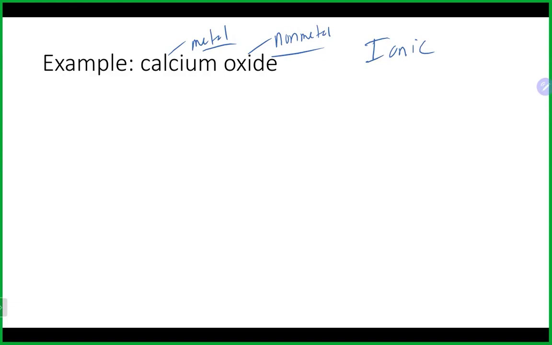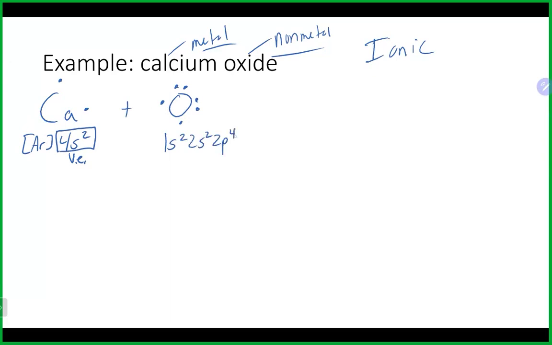So calcium is group number 2, which means it has 2 valence electrons, with an electron configuration, I'm just going to shorthand it a little, argon 4s2. These are the valence electrons that we see in the picture. And we have oxide, which is oxygen, as we know from naming. Oxygen is group number 6 on the periodic table, so it's got 6 valence electrons with an electron configuration of 1s2, 2s2, 2p4.